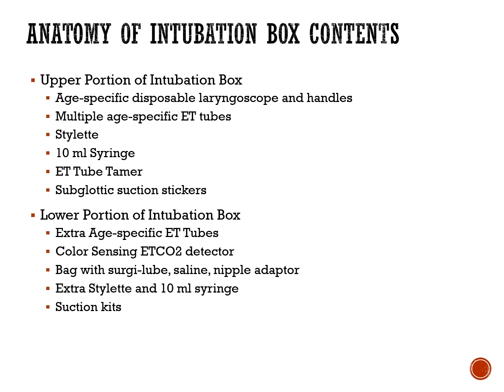A stylet for adding rigidity to the endotracheal tube. In our institution, we have at least 2 stylets because let's say you're going to intubate with an 8.0. You may actually have difficulty with that, and one of the strategies you can use is to use the next size down, a 7.5. So we'll have a 7.5 ready to go. A 10 ml syringe, an ET tube tamer or some sort of securing device, and subglottic suction stickers.